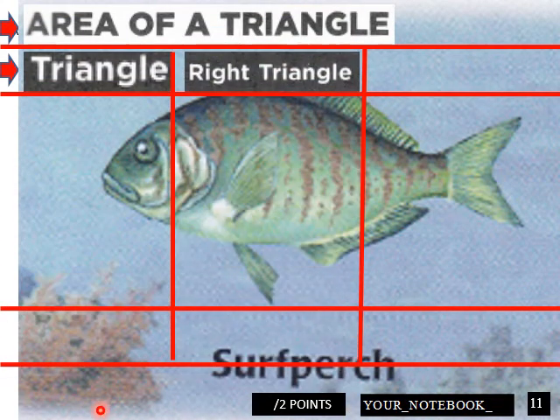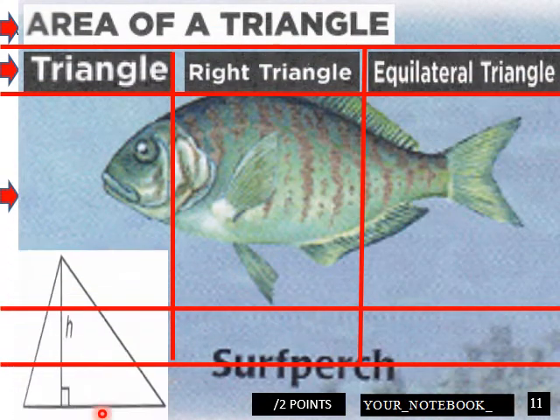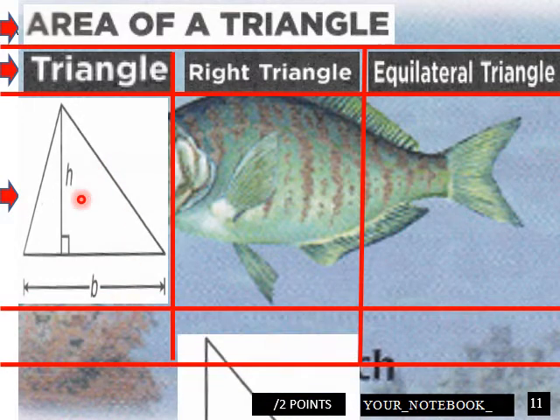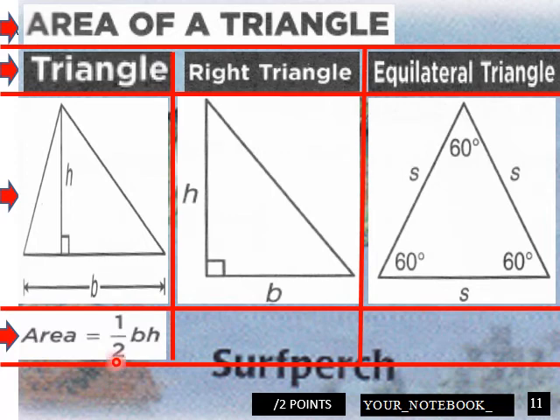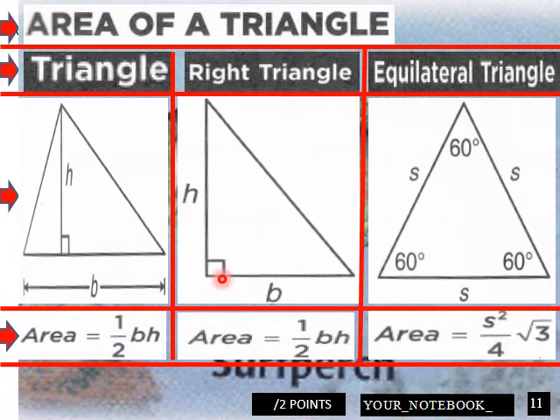Area of a triangle, right triangle, and an equilateral triangle. Here is a triangle, right triangle, equilateral triangle. Area equals 1/2 base times height. Area equals s squared over 4 times the square root of 3 in this situation here, unless we divide it up into two right triangles.